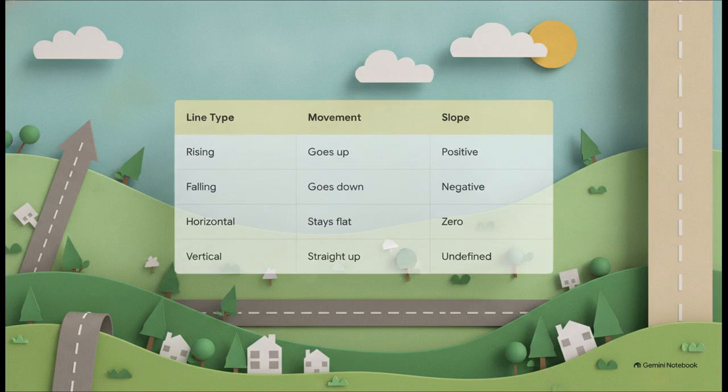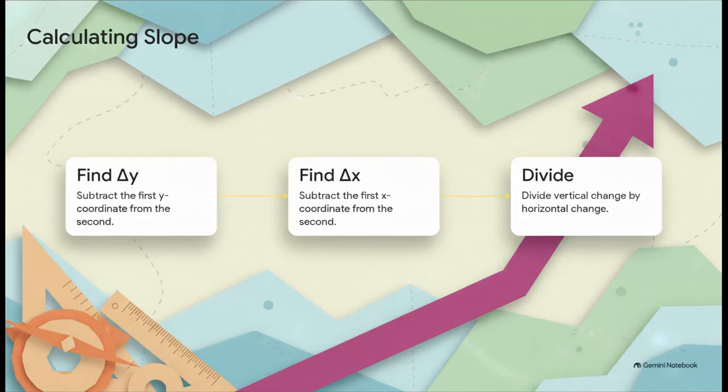But wait, what if we have a vertical wall? Well, our horizontal movement, our run, is 0. And since we are never allowed to divide by 0 in math, a vertical line has an undefined slope. There's literally no numerical way to express it. So how do we actually crunch the numbers and calculate this from two specific points on our map? We just follow 3 perfectly logical steps.